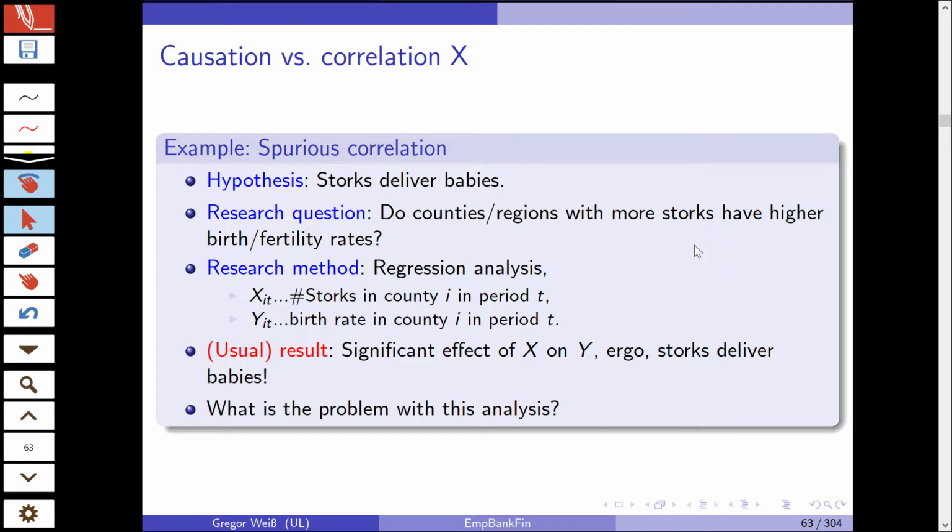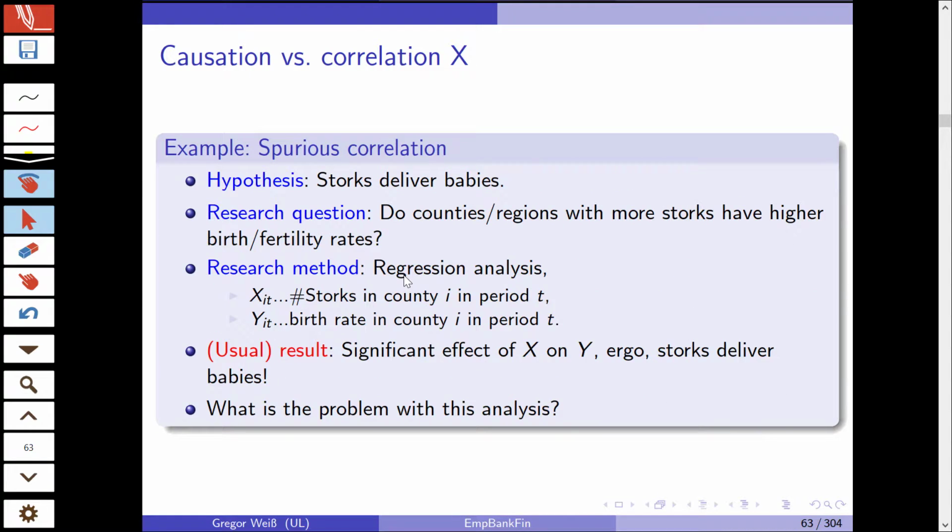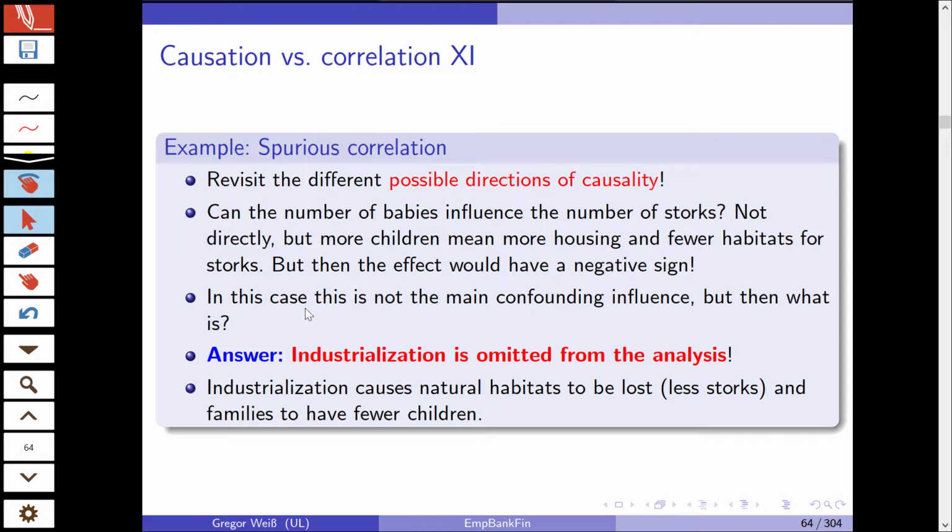Now, this can be true, right? And what is the problem with this analysis? If you revisit the different possible directions of causality, you would first say, could the number of babies influence the number of storks? So if you have more babies, you have more storks. Not directly, but more children means higher population. It could mean more housing, less nature, fewer habitats for storks. But then you would find the opposite sign. So it could be to some extent that this question is endogenous, but then you would find a negative coefficient. But actually here, what you will almost always find is a positive coefficient, a positive effect of X on Y. More babies, more storks.